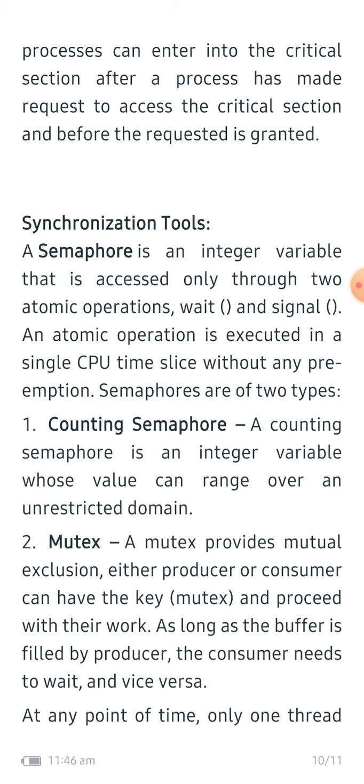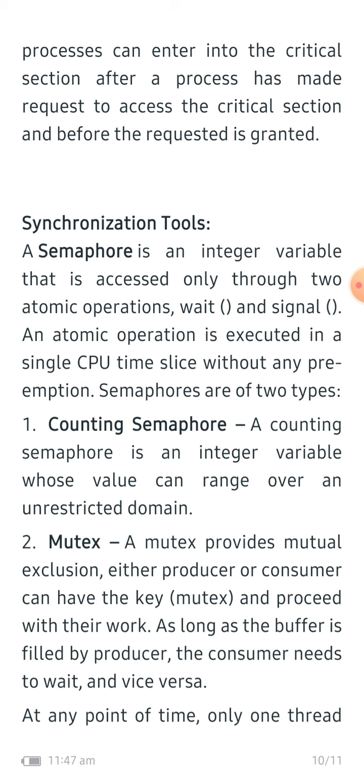Next is synchronization tool. A semaphore is an integer variable that is accessed only through two atomic operations, wait and signal. An atomic operation is executed in a single CPU time slice without preemption. Semaphores are of two types: counting semaphore and mutex. A counting semaphore is an integer variable whose value can range over an unrestricted domain. Next is mutex. A mutex provides mutual exclusion.